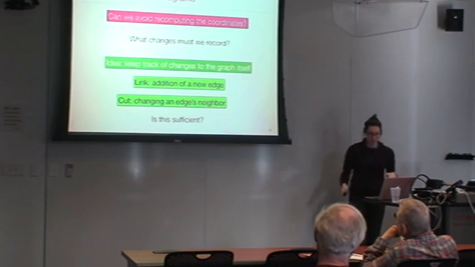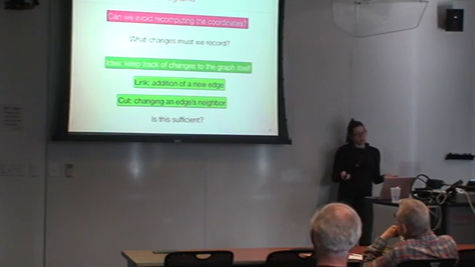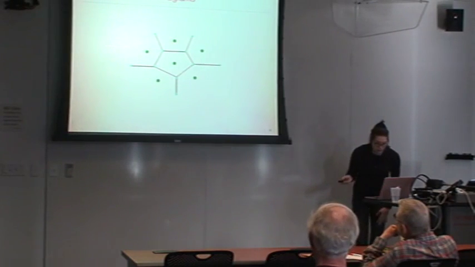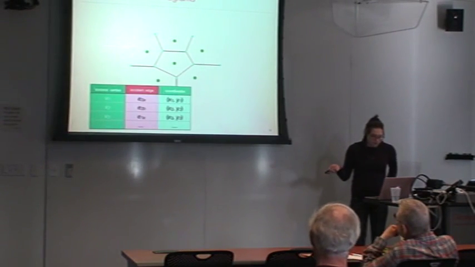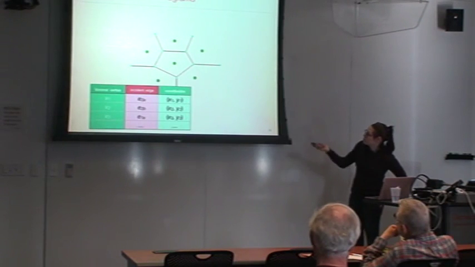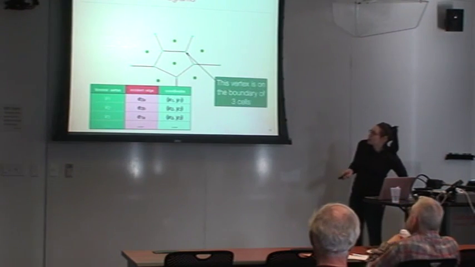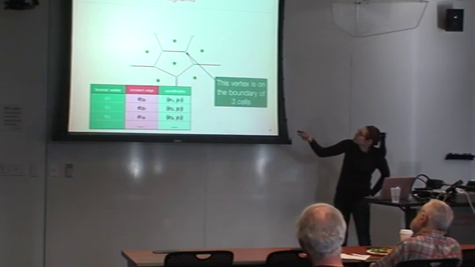So is this sufficient? And it turns out in the case of Voronoi diagrams, it is. Because if we look at something like this, we have this graph here. This Voronoi vertex is actually on the boundary of these three cells.